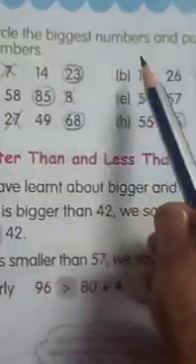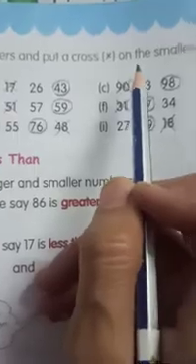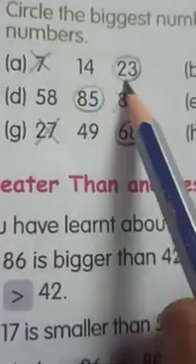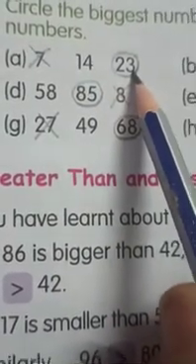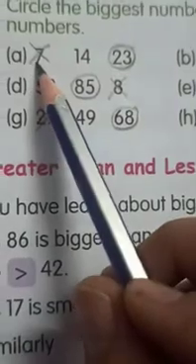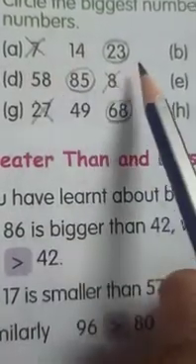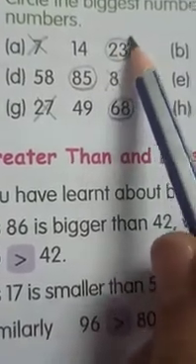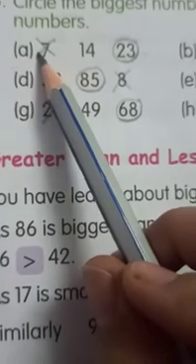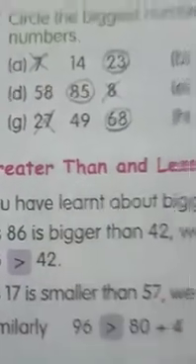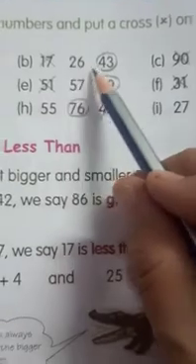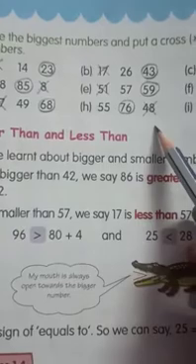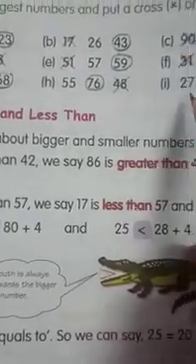Next, circle the biggest numbers and put a cross on the smallest numbers. Children, here we have some numbers. We have to circle the greatest number or biggest number and cross out the smallest one. So among 7, 14 and 23, 23 is the biggest one. So circle it, and 7 is the smaller one. So cross it. In the same way, you have to practice this in your notebook, because we have already completed the textbook, so now you have to practice in the notebook.